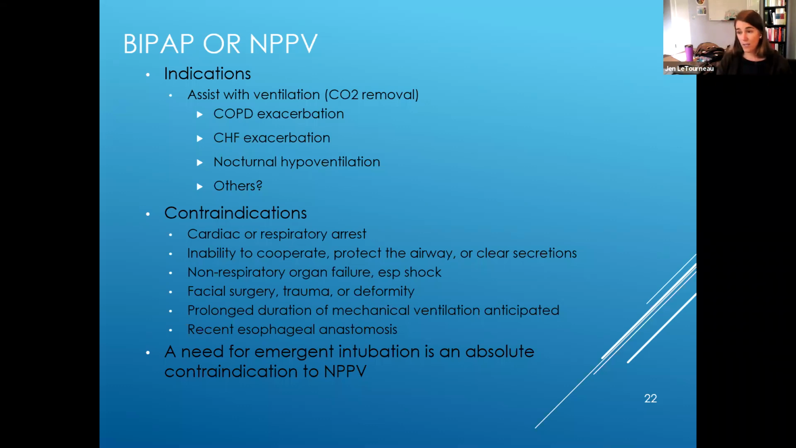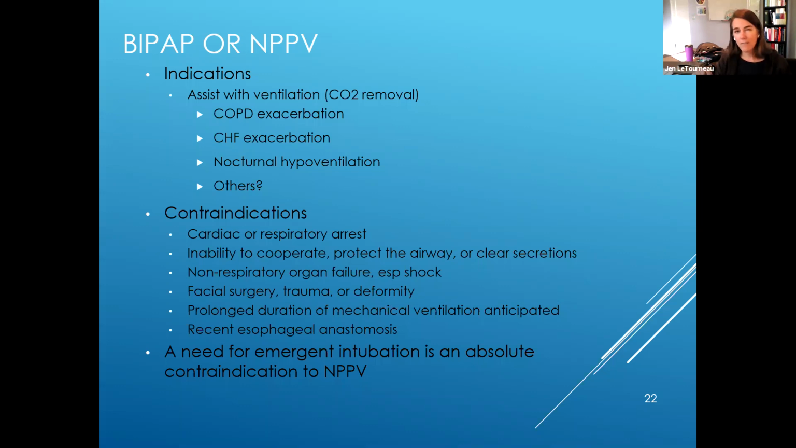Number of contraindications. So if they've had cardiac or respiratory arrest where they have stopped breathing, clearly that is time to think about a different device, invasive mechanical ventilation. If they can't cooperate, protect their airway, or clear secretions, so people who are completely obtunded, you have to think really hard about whether it's appropriate to put a BiPAP on them or not.